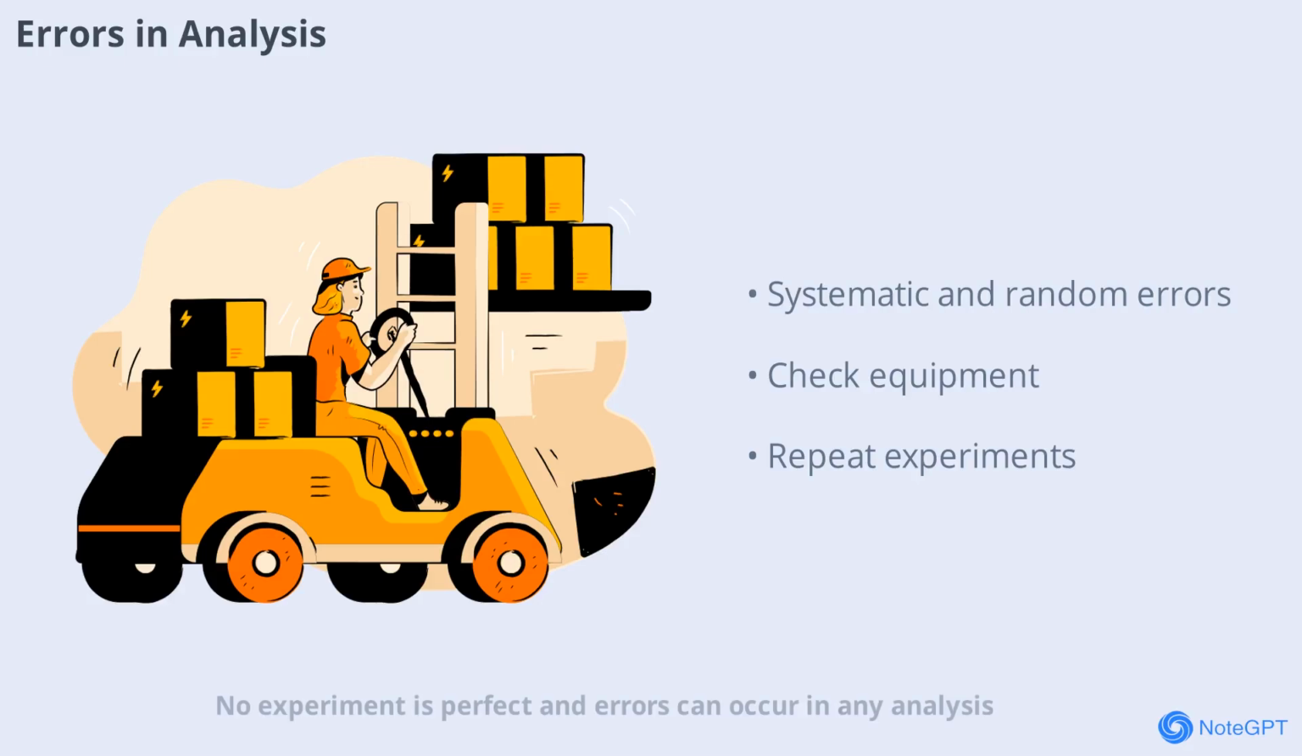No experiment is perfect, and errors can occur in any analysis. Errors may be systematic, caused by faulty equipment or procedures, or random, due to unpredictable variations. Identifying and minimizing errors is essential for trustworthy results. Always check your equipment, follow protocols, and repeat experiments when possible. Learning to recognize and correct errors will make you a better chemist.